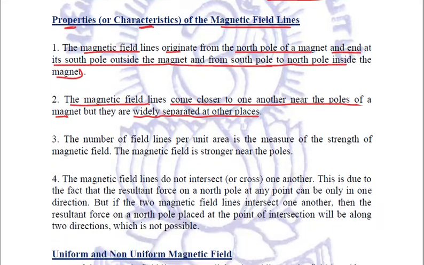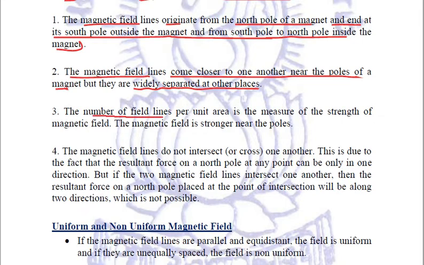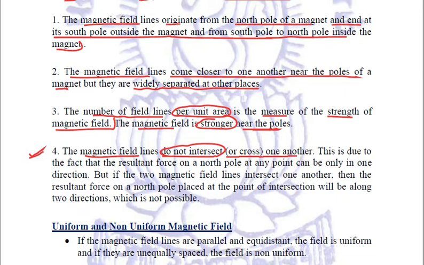Third property is that the number of magnetic field lines per unit area is the measure of the strength of magnetic field, and the magnetic field is stronger near the poles. Fourth and quite important point, that the magnetic field lines do not intersect, do not cross one another. Why? Because the resultant force on a north pole at any point can be only in one direction.